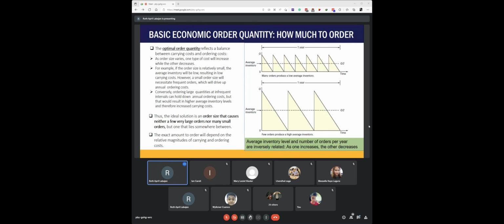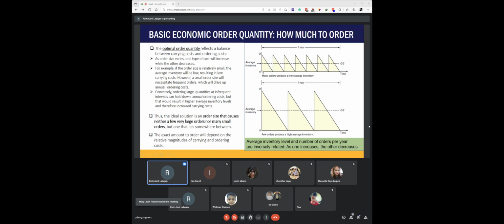Now, the question is, in a basic economic order quantity, our goal really is to have the optimal order quantity. And by optimal order quantity, it means the quantity that balances the carrying cost and the ordering cost. They should be equal. So, how do we know it is the optimal order? It's when the carrying cost and the ordering cost are equal. This matters, like I said earlier, guys.